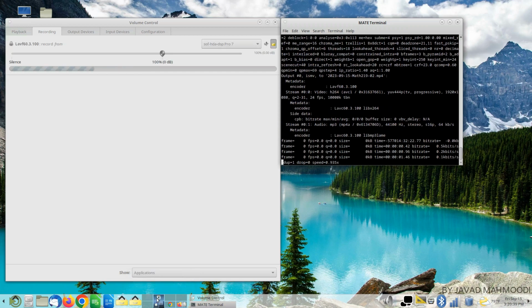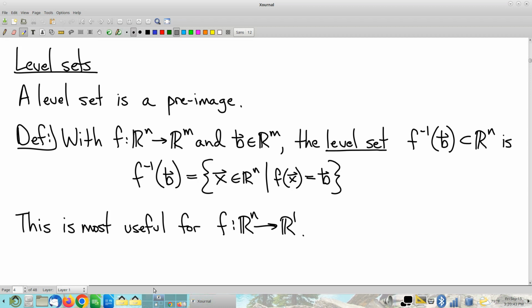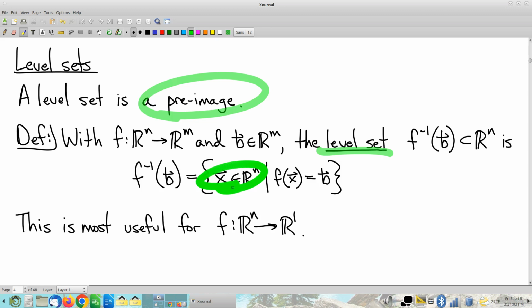Okay, so here's where we were last time. We were talking about level sets, and we had just barely gotten started, as I recall. So, big picture idea, make sure to remember a level set. A level set is a pre-image. Specifically, it's the set of input values to the function that gives you a prescribed output value. Okay, so we saw an example.